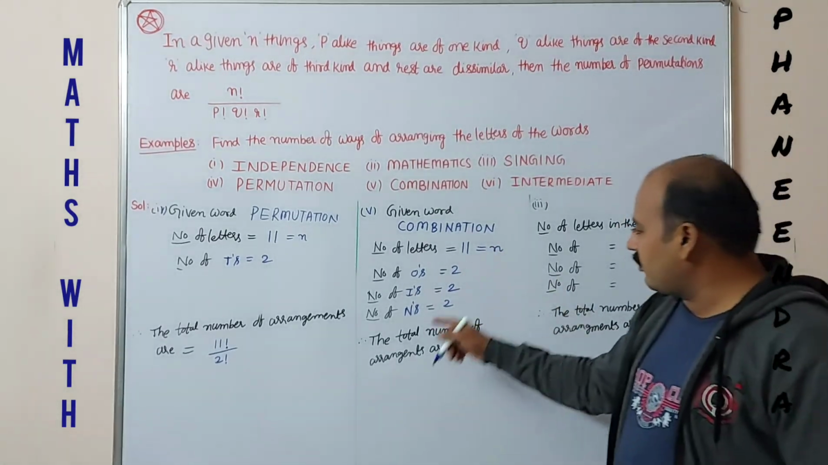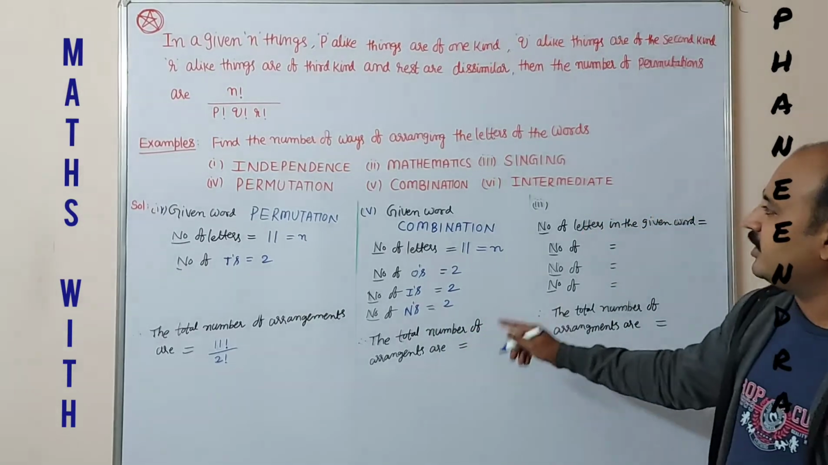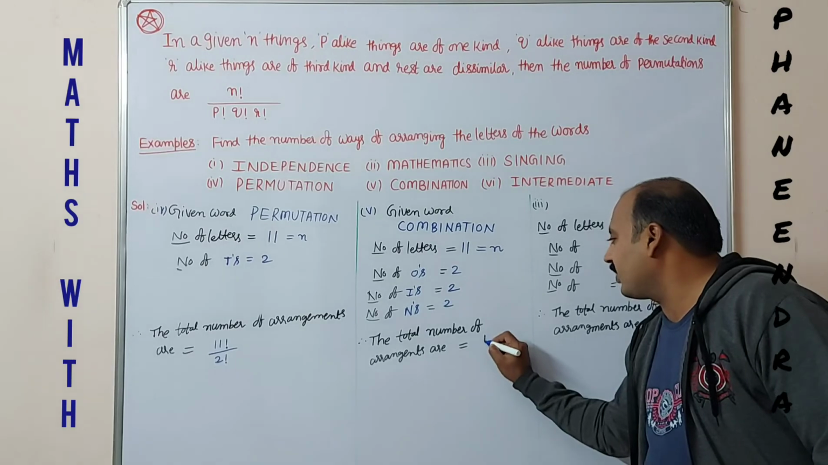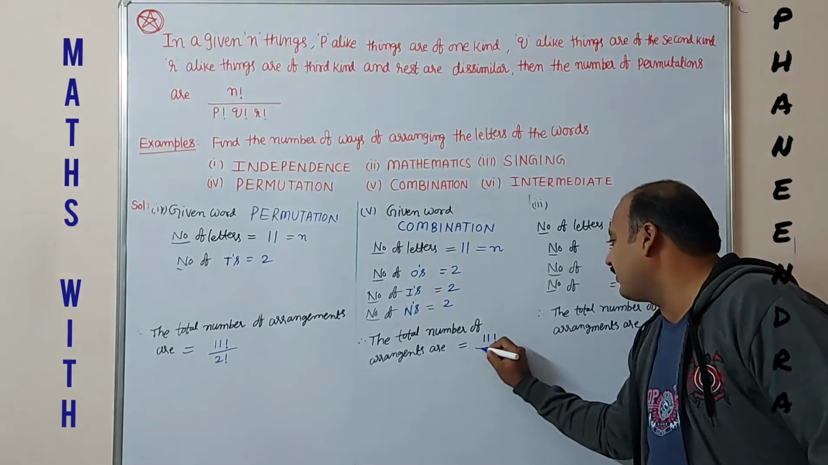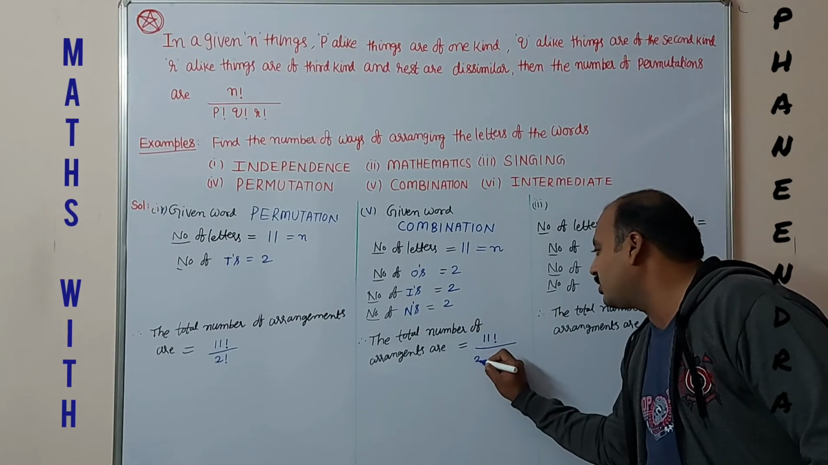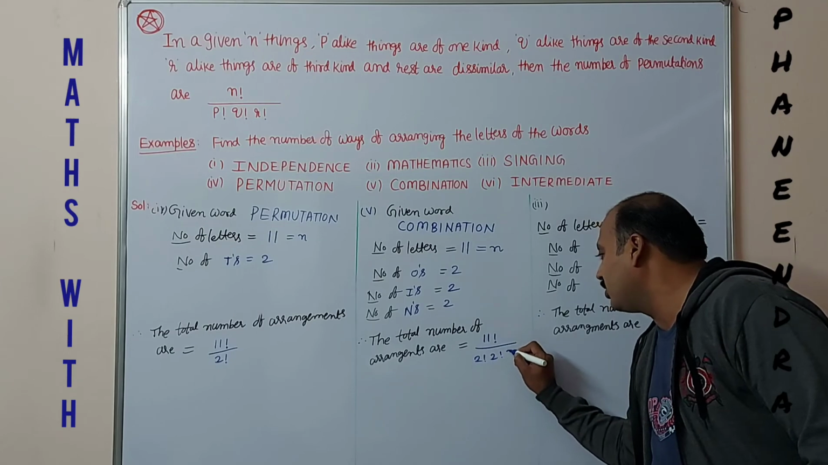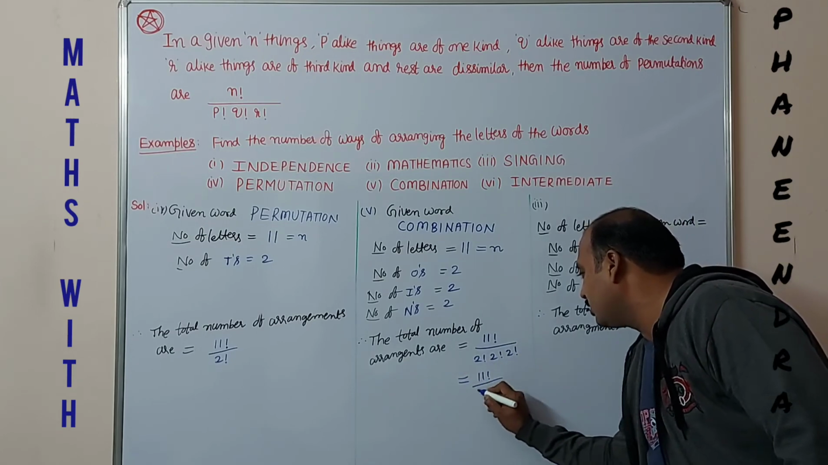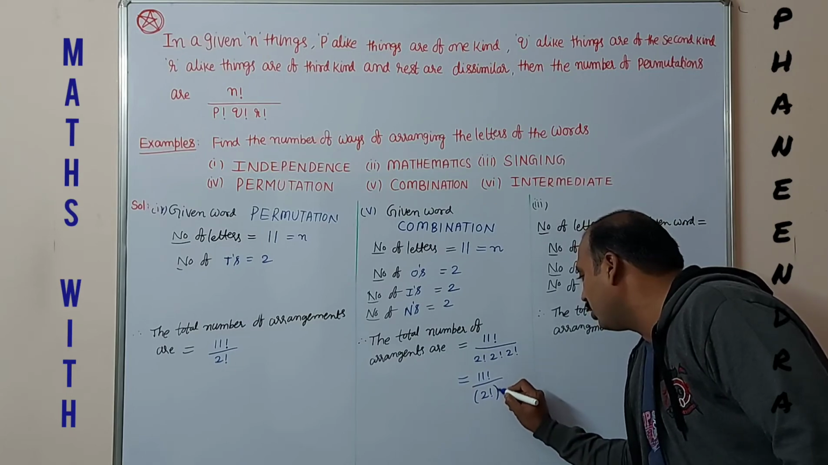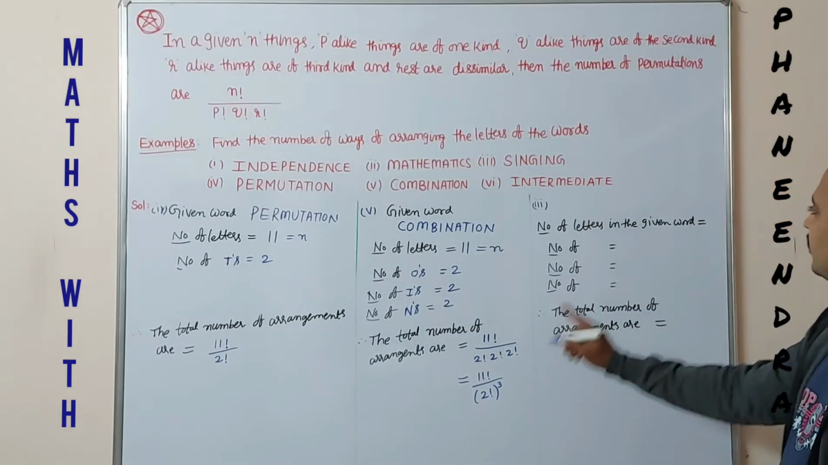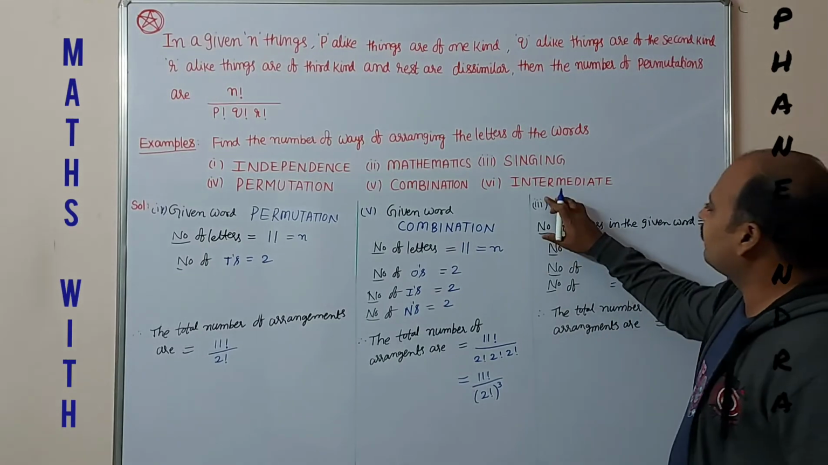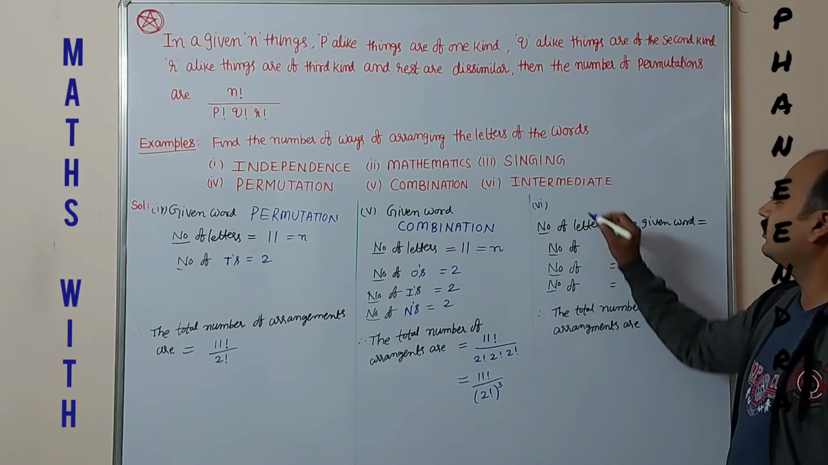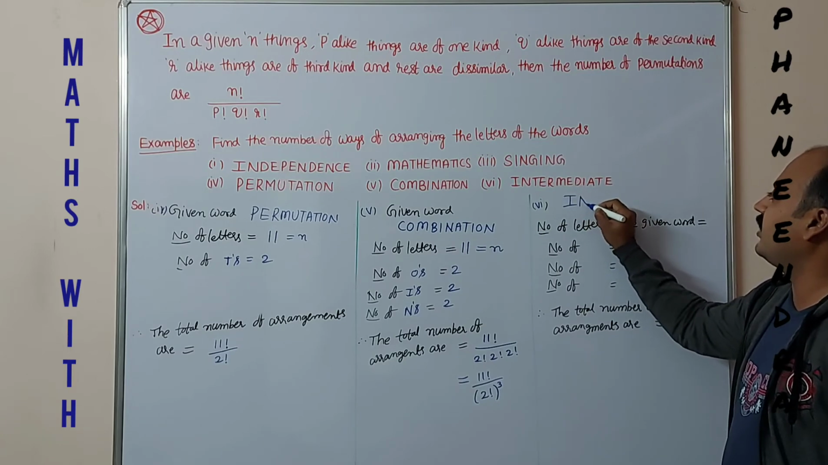So therefore the total number of arrangements from the given word combination are n factorial by, that means 11 factorial by 2 factorial into 2 factorial into 2 factorial. So we can write as 11 factorial by 2 factorial whole cube. We come to the last one. The given word is intermediate.